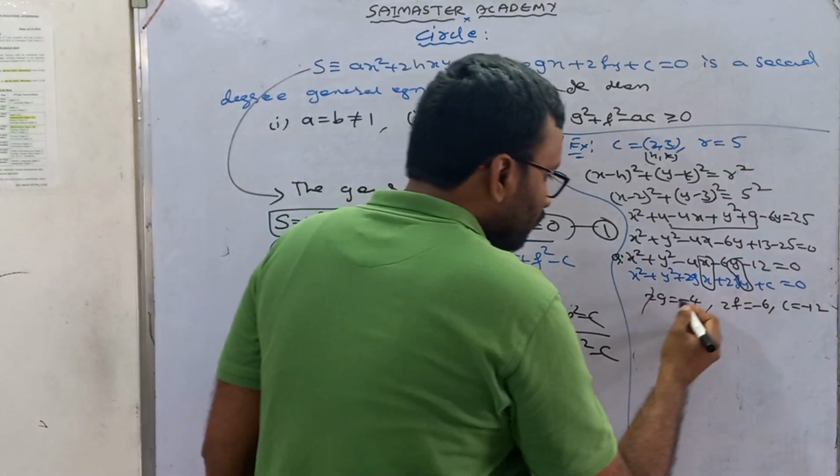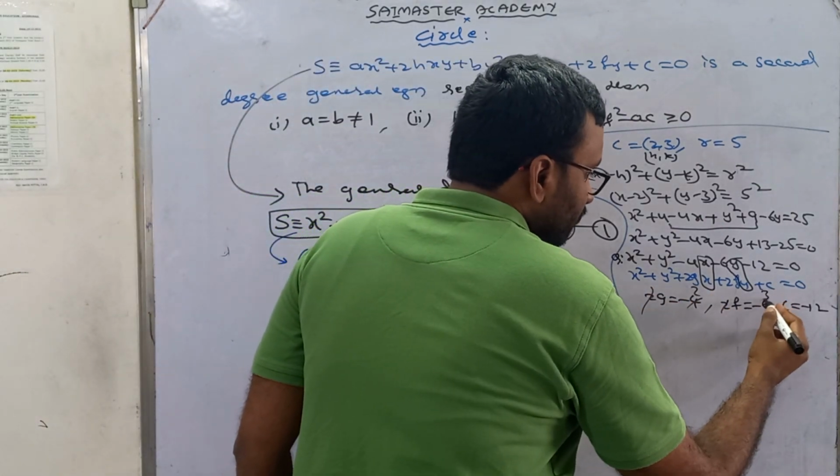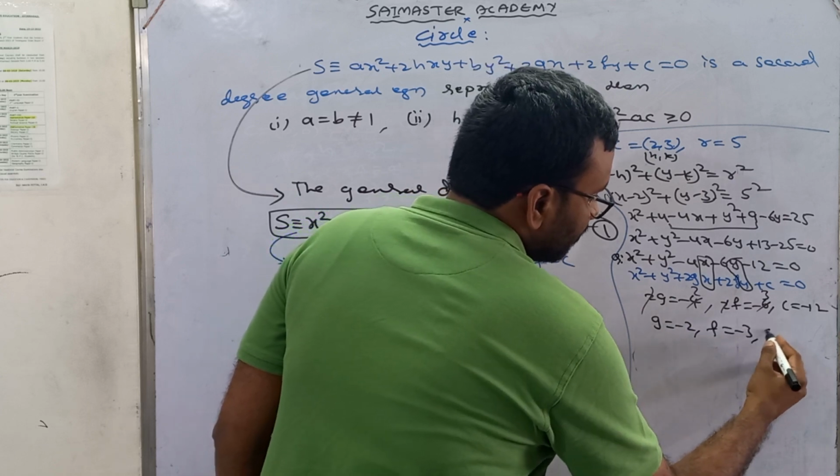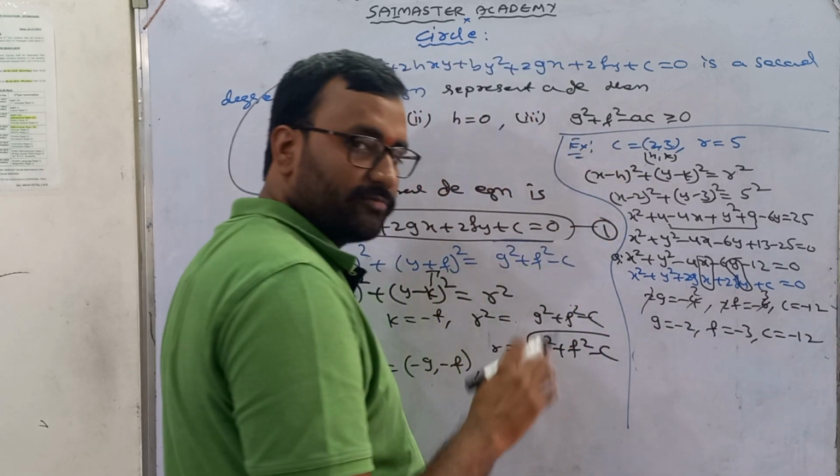So here just cancel 2, 1 2 2 cancel. 2, 1 2 3 cancel. G is equal to minus 2. F is equal to minus 3. C is equal to minus 12. We have g, f, c values.